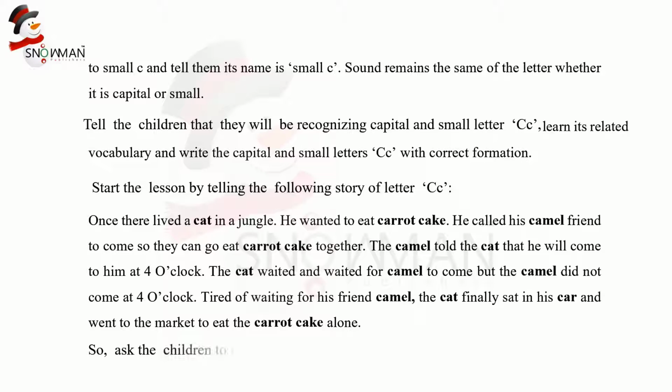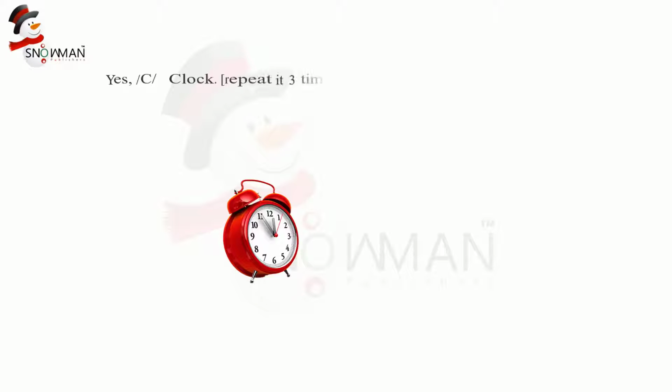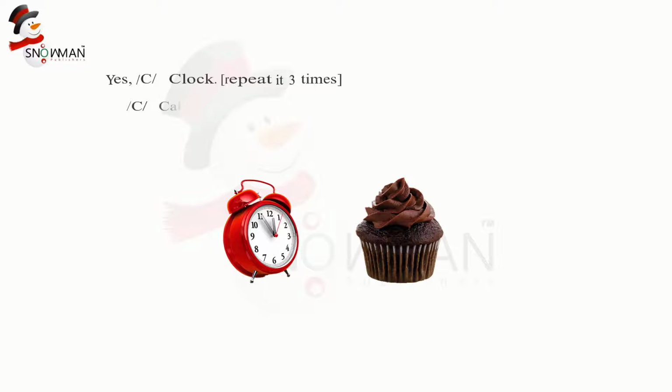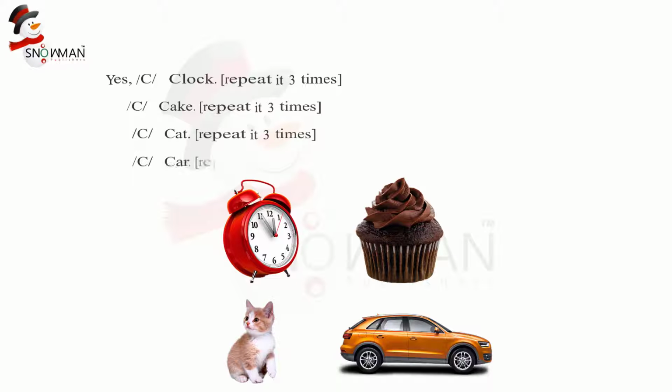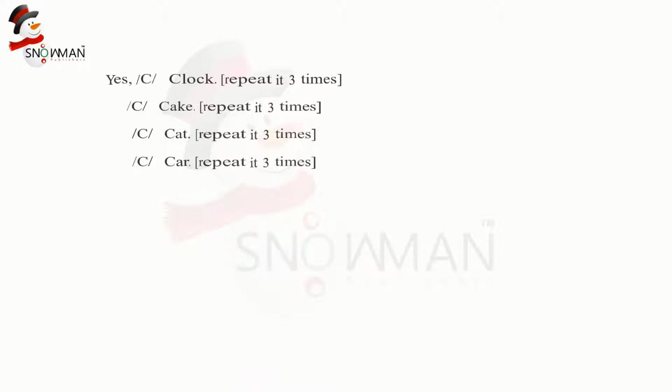So ask the children to tell the words that start with the letter C. Yes, k, clock, repeated 3 times. K, cake, repeated 3 times. K, cat, repeated 3 times. K, car, repeated 3 times.